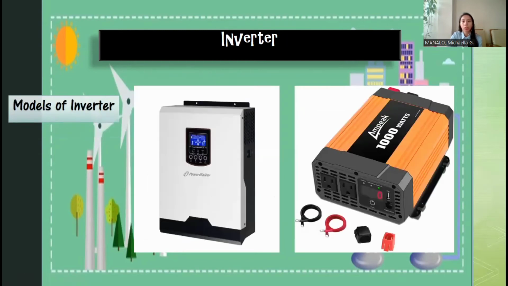Now, let's proceed to the inverter. The inverter is basically responsible for converting the direct current we gather from the sun into AC or alternating current to supply our homes. Here, as you can see, we have two models of inverter. This one, the orange one, is the most common we see, which, as you said, sir, is for the somewhat wealthier.